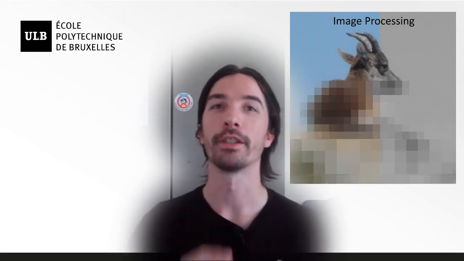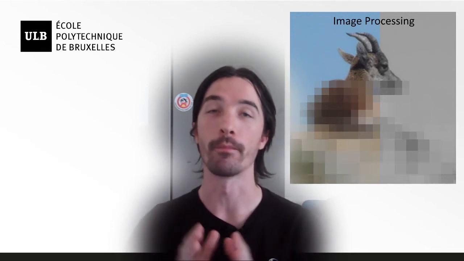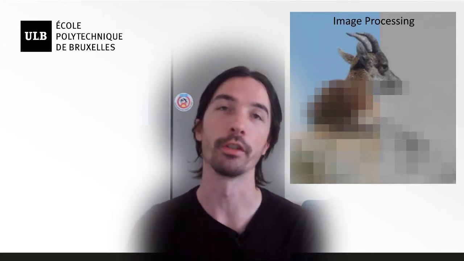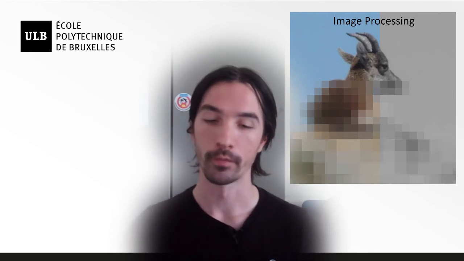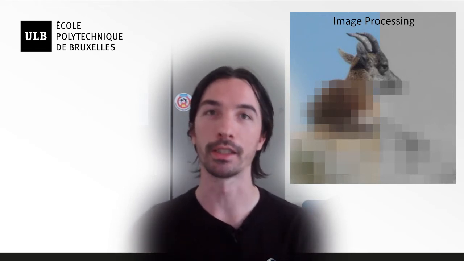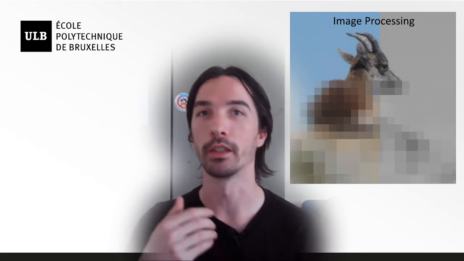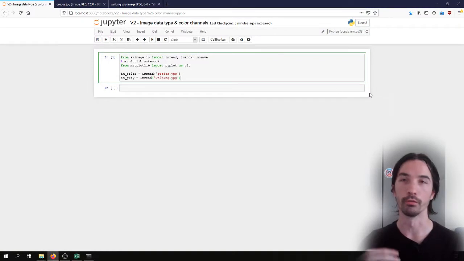Hello everyone, and in this image processing video we are going to take a look at how the image information is stored once we have loaded them with scikit-image, as we've done in the previous video. So we're going to look at data types, and we're going to look at the difference between grayscale image and RGB color image. So I've once again started a notebook.